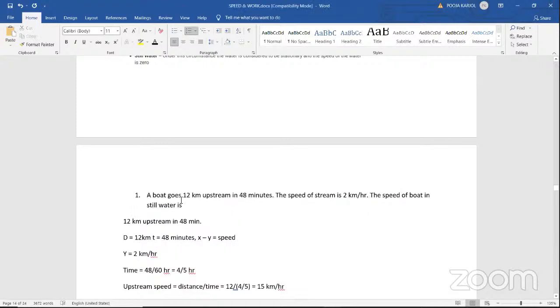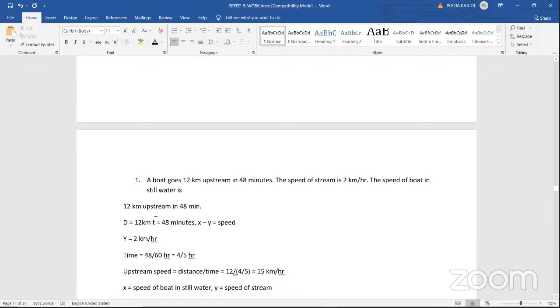Now see, for example, a boat goes 12 kilometers upstream in 48 minutes. The speed of the stream is 2 kilometers per hour. Find the speed of the boat in still water. Distance covered is 12 kilometers. Total time taken is 48 minutes. You have to write it in hours because the distance is in kilometers, so I write it as 48 by 60, which is 4 by 5 hours.